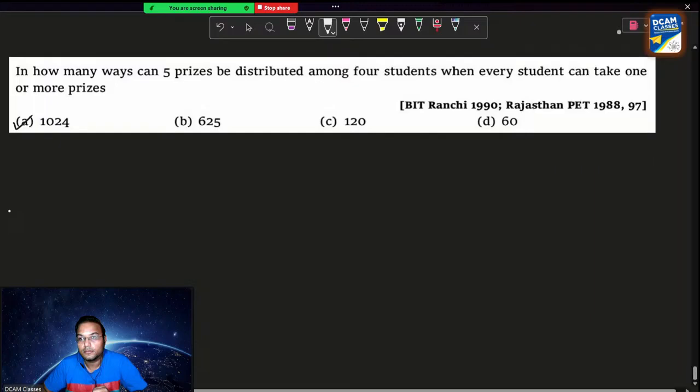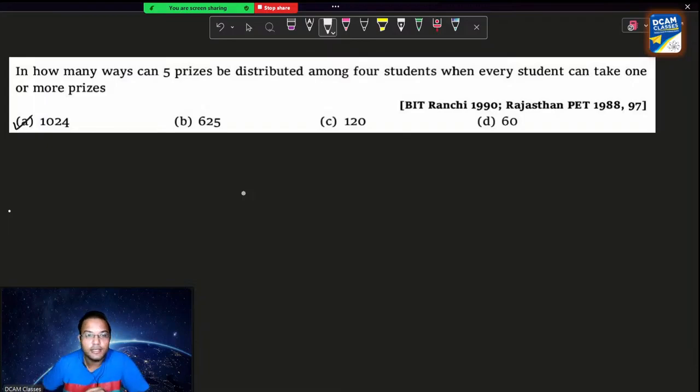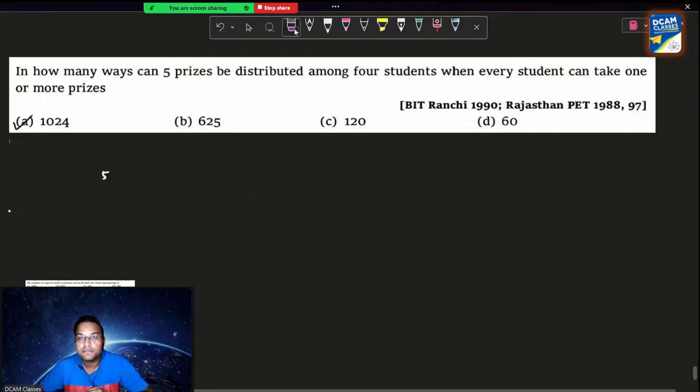So how will we solve this question? Yes, sir, it's very easy. How many ways can 5 prizes be distributed among 4 students? There are 5 prizes. Every student can take one or more prizes. One or more means every student can take a maximum of 5 prizes. Oh, I thought that since they're saying one or more, we cannot take any case where a student is getting 0.